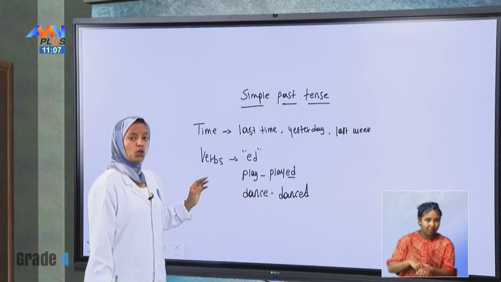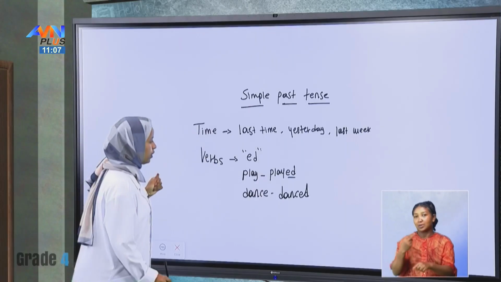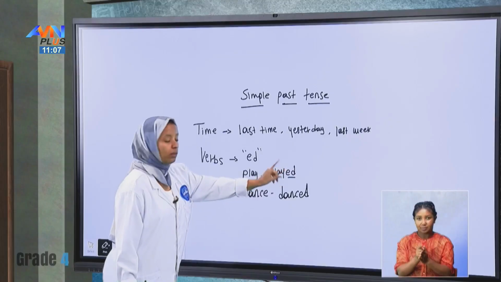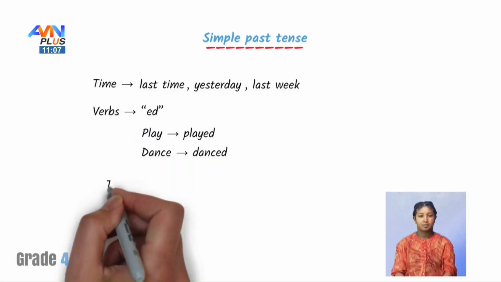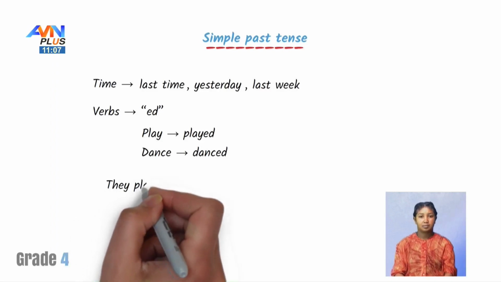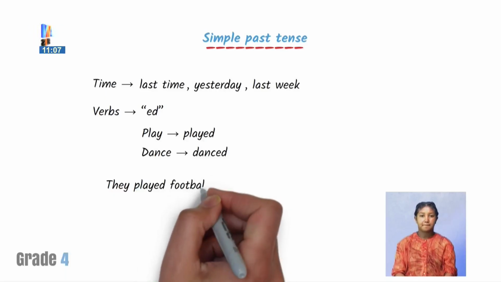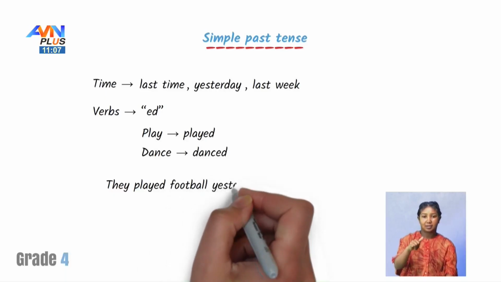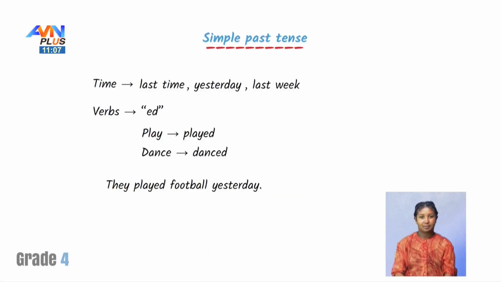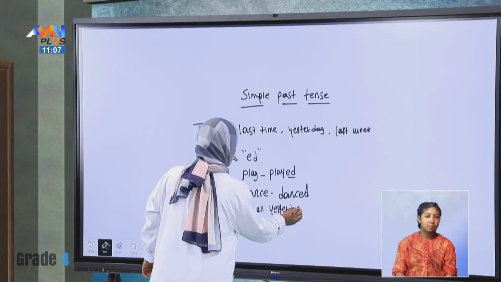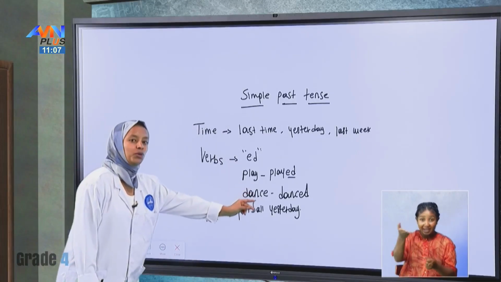Students, let us construct one sentence by using a verb and a specific time. For example, let us take play and we can use yesterday. Play football yesterday. Here is the full stop. So, look, students: They played football yesterday.